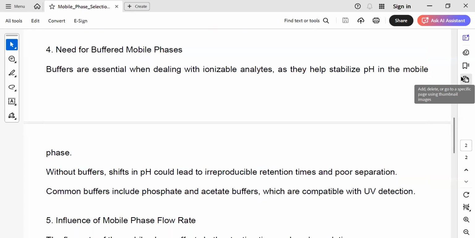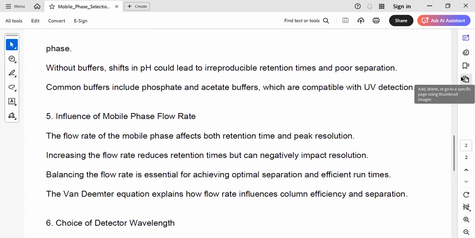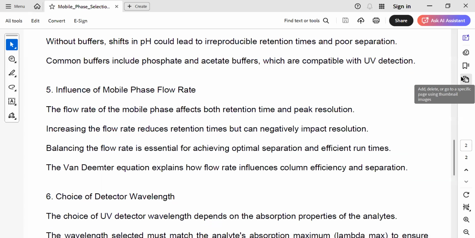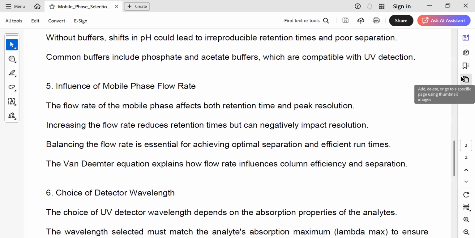What is the need for buffers in the mobile phase in this case? Buffers are very much essential for ionizable analytes. They help to stabilize the pH in the mobile phase. If there are no buffers, the shifting of the pH could lead to irreproducible results, retention times, and poor separations. What are the commonly used buffers? Acetate buffers, which are compatible with UV detection also. Thereafter, the influence of the mobile phase.